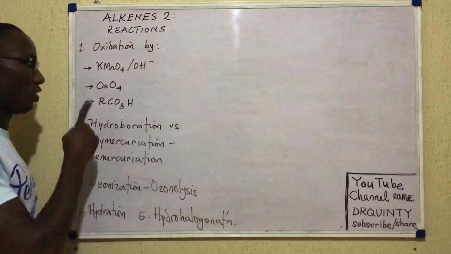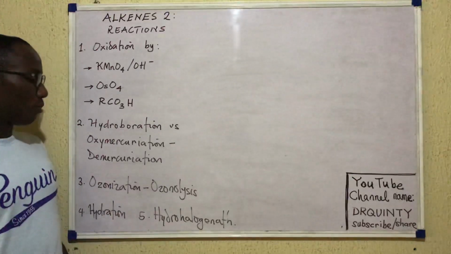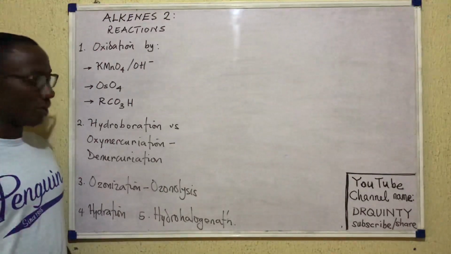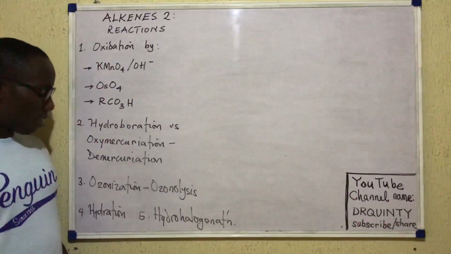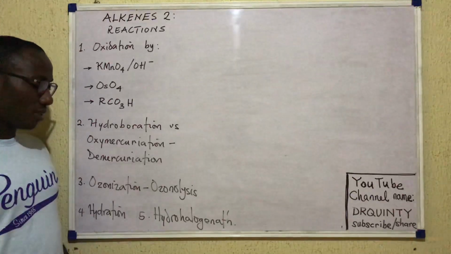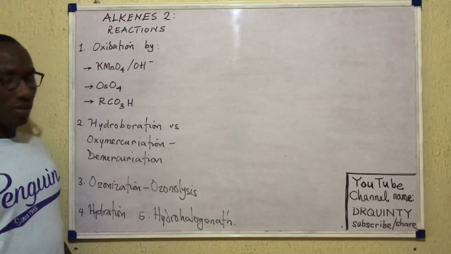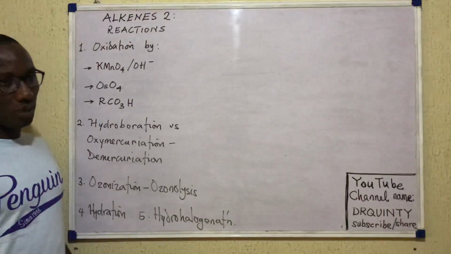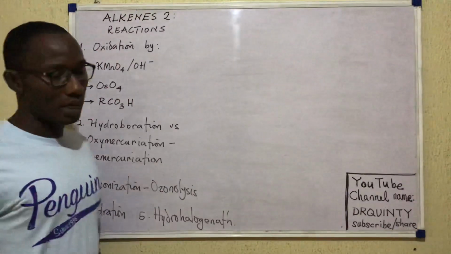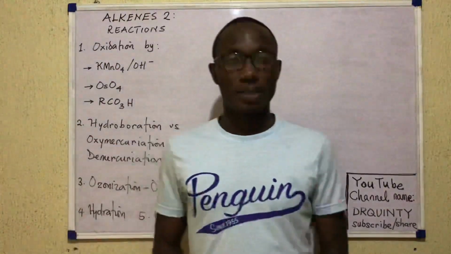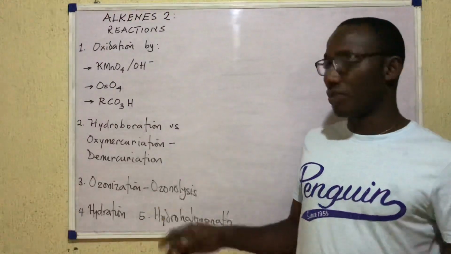I'll talk about oxidation of alkenes by the reagents listed. And then I'll talk about hydroboration and oxymercuriation followed by demercuriation. Then there's ozonization followed by ozonolysis. Then we also have hydration of alkenes and hydrohalogenation of alkenes. Probably after these, I'll talk about how alkenes react with chlorine in presence of water or bromine in presence of water. That's the hypohalous acids. Chlorine water, bromine water, as some other persons express it. So let's look at these reactions in turn.